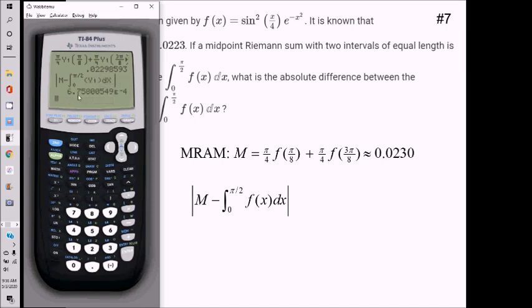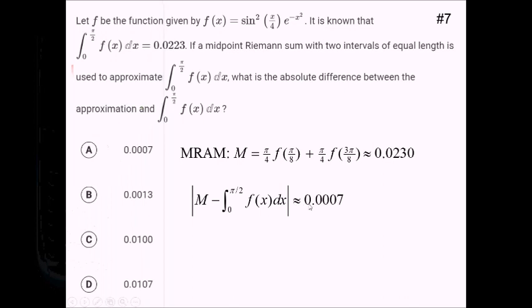Okay, that's that weird decimal. That's about 0.0006 and some change. So we'll round it off to 0.00007. There we go. And that's going to end up being answer choice A.